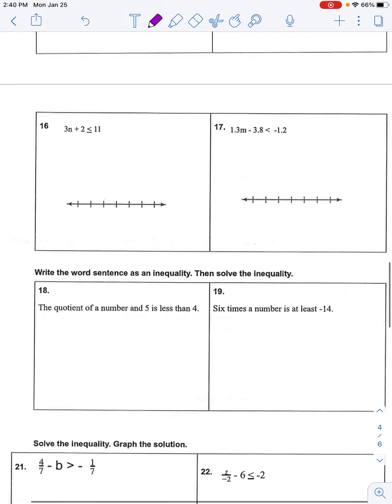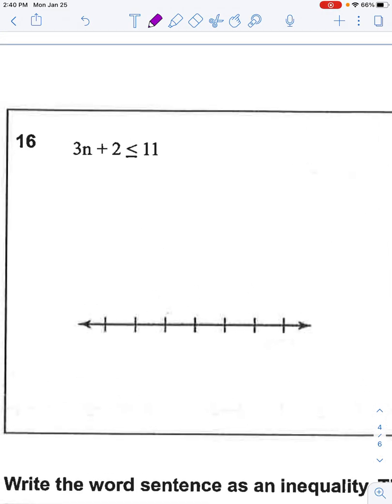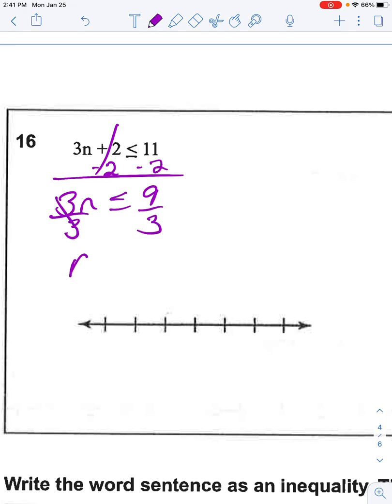Alrighty, let's look at 16. This would be a two-step inequality. We're going to subtract 2 from both sides to get 9 and divide by 3, so n is less than or equal to 3.